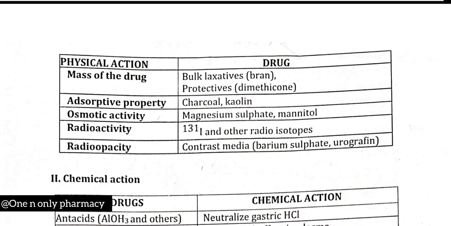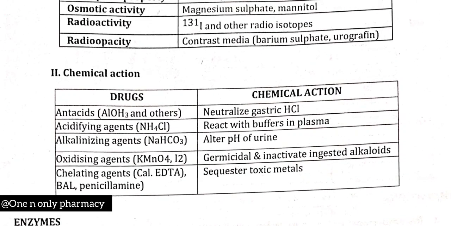Second, chemical action, in which the drug changes chemical structure, the chemical action, and produces its action on the body, meaning its uses. First one, drugs, antacids, aluminum hydroxide and other antacids. How is the action of antacids? Anta means opposed to acids, or inhibit acids. What is the chemical action of these drugs? They neutralize gastric hydrochloric acid. So how do antacids work, their mechanism: they neutralize the gastric acids and perform normal action.